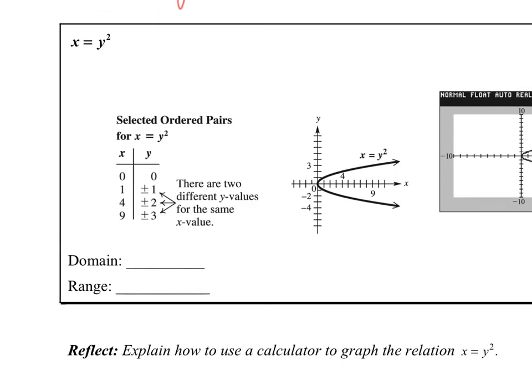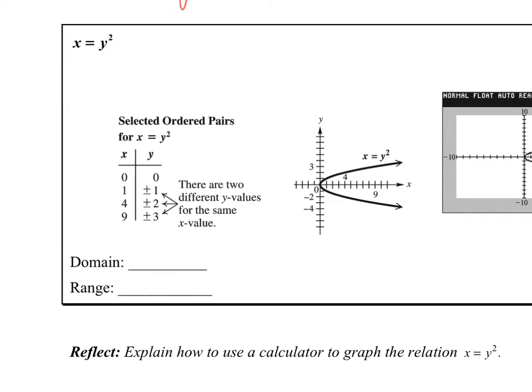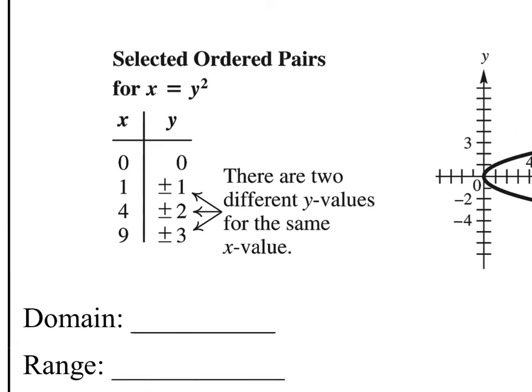So if you make a table, this time plug in the y's first. 0 squared gives you the x, which is 0. Plus 1 squared gives you a 1. Minus 1, if you square negative 1, you still get a 1. So plus or minus doesn't matter. So if you look at all these ordered pairs, you got 0, 0, 1, 1, 1, negative 1.